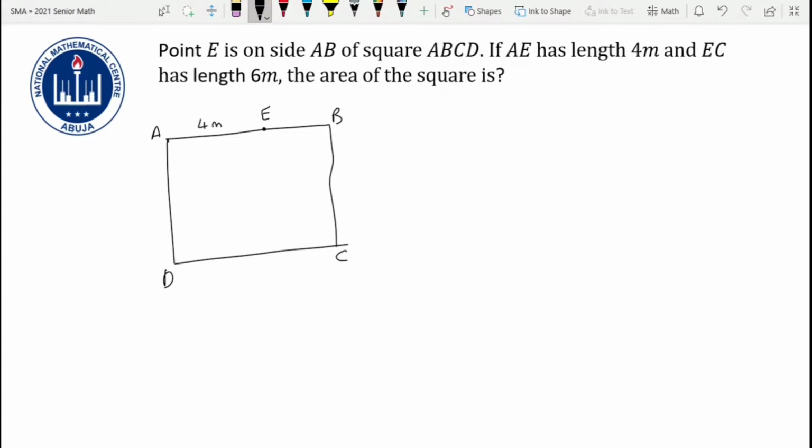And EC has length 6 meters. So we'll go ahead and draw a line from E to C. And this is 6 meters. And we're told to find the area of the square.